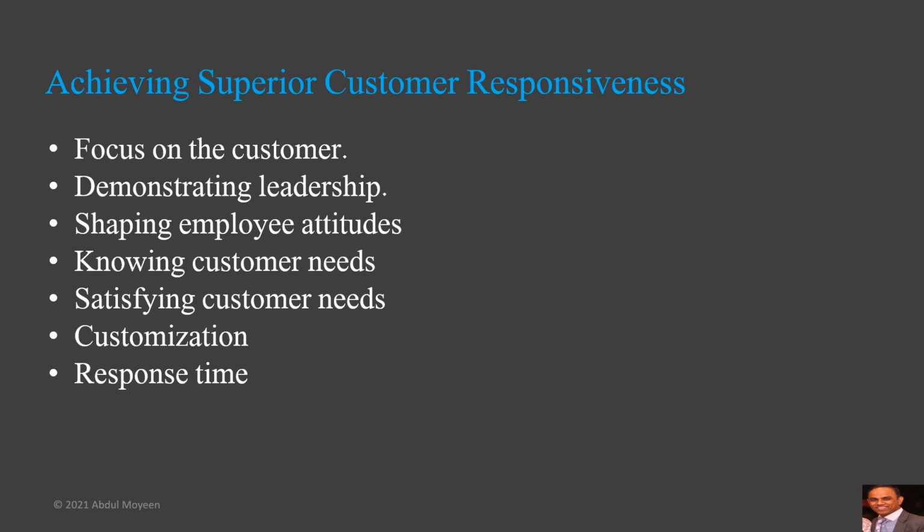The last one is a customer responsive company must reduce the time it takes to respond to or satisfy customer needs.